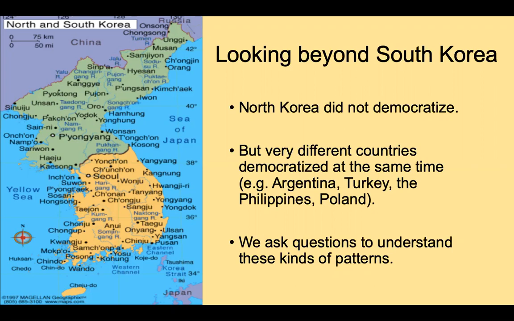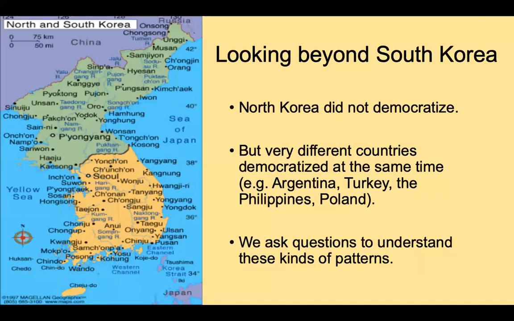North Korea and South Korea, that is one example of a most similar systems design, similar cases with different outcomes. But there are many other countries that democratized at the same time, and these countries are very different from each other. While South Korea was democratizing, so too was Argentina, Turkey, the Philippines, Poland. These are countries in very different regions of the world, places with different histories and experiences and identities and politics, different systems, all sorts of variation of interest to us, potentially useful to us as we try to isolate key patterns of similarity and difference.